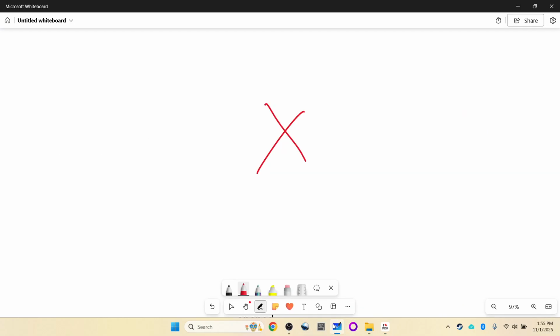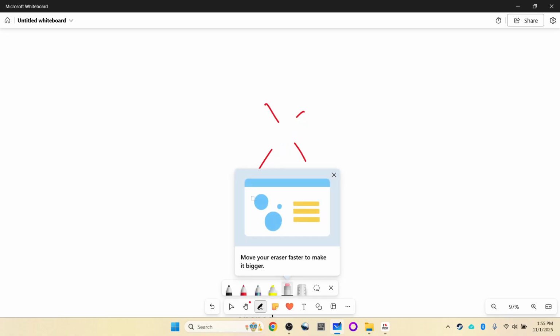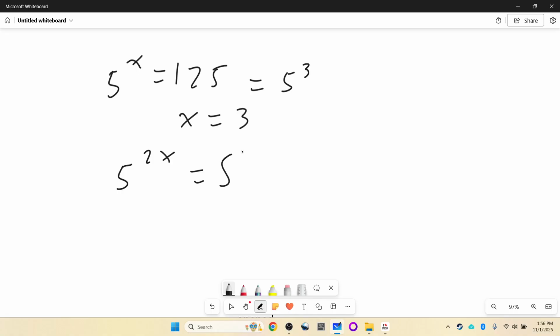we have 5 to the x is equal to 125. Well, 125 could be rewritten as 5 to the third. So then x must be 3. And if we have 5 to the 2x is 5 to the x plus 1, notice that you're both the same base of 5. And that means 2x must equal x plus 1, which means x is 1.